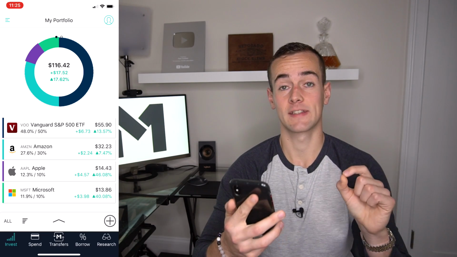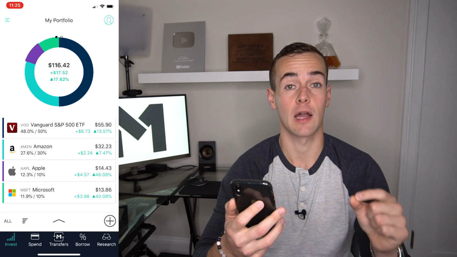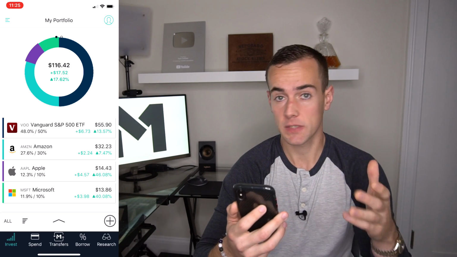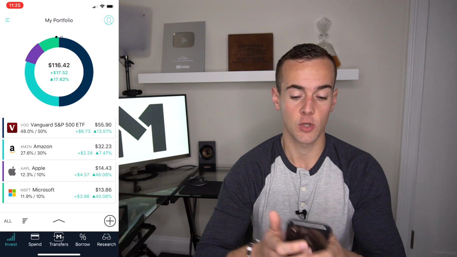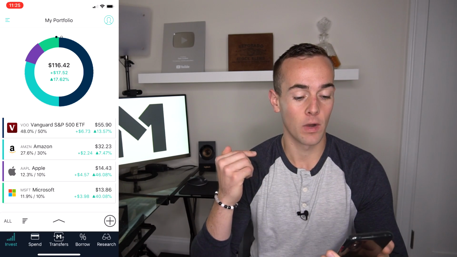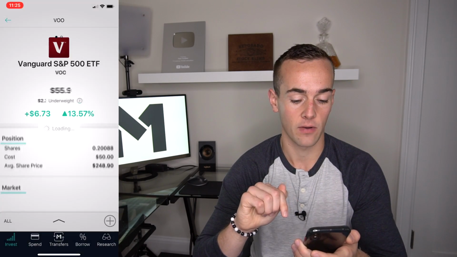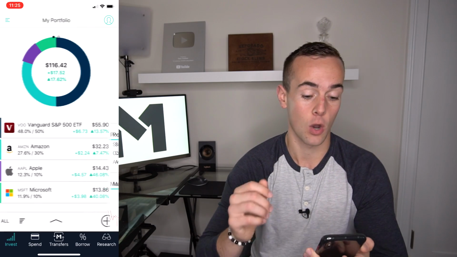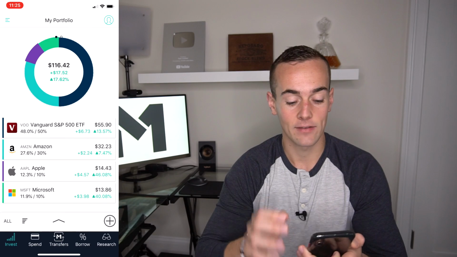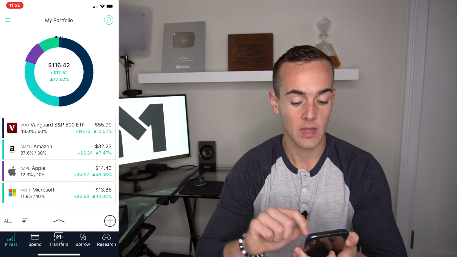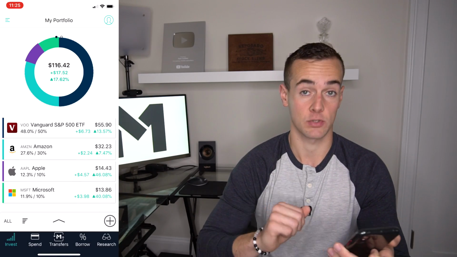Okay, so here we are inside of my M1 Finance portfolio. This was originally a $100 investment I made, mostly just for demonstration purposes to show people what this app actually looks like. So my original investment here was 50% of my portfolio into the Vanguard S&P 500 ETF under the symbol VOO, 30% into Amazon stock, and then I had 10% in Apple stock. And then I also put 10% of my money into Microsoft stock.